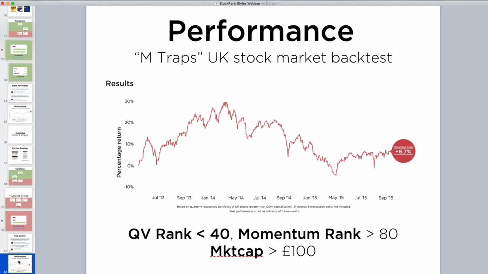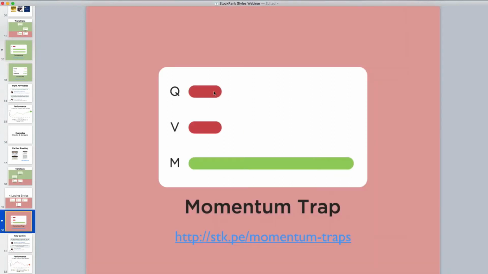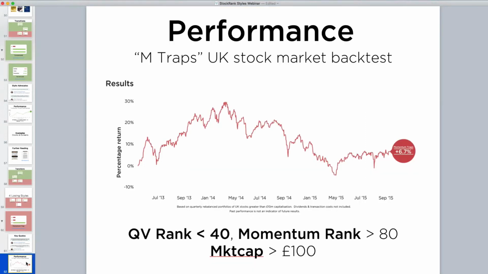Unfortunately, momentum traps have tended to do very badly. So these shares, they tend to be, as I was saying, expensive and pre-profitability. So low value, low quality, because they tend to be sort of story stocks, future value, but they often have share prices that are rocketing. And if you take them on aggregate, they do really, really badly.